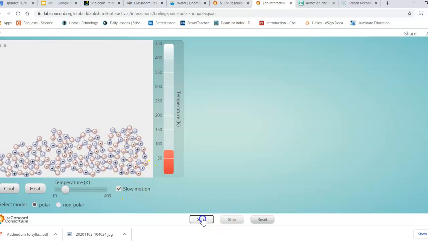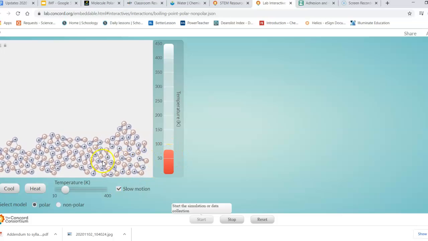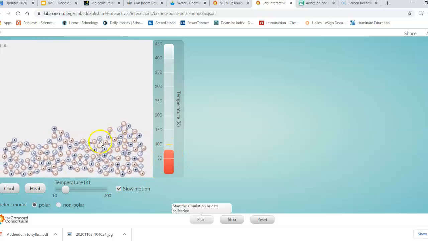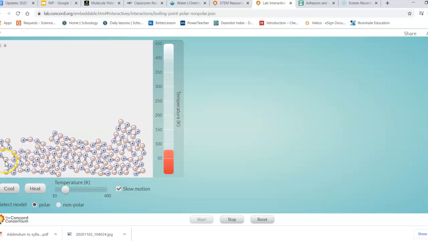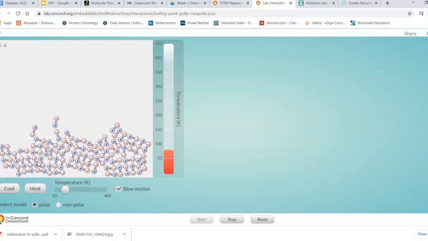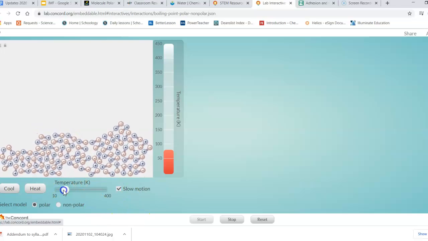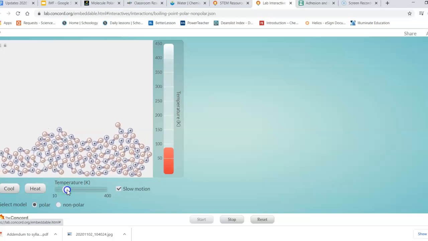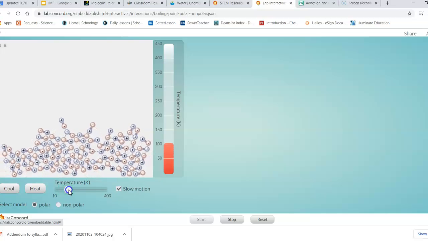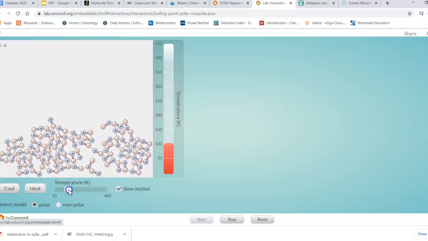Right, in slow motion, I can start here. You can see I have some heat applied to it and they're moving around. They're still in the liquid form. And you can see here the intermolecular forces keeping them from leaving and becoming a gas. And let me increase the temperature. You can see what's keeping them from becoming a gas is the intermolecular forces.